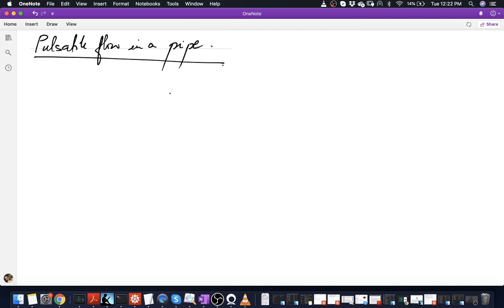Right, so let's start with a schematic. So I basically have a pipe. This is the center line, and the radius of the pipe, let's say, is R, capital R.